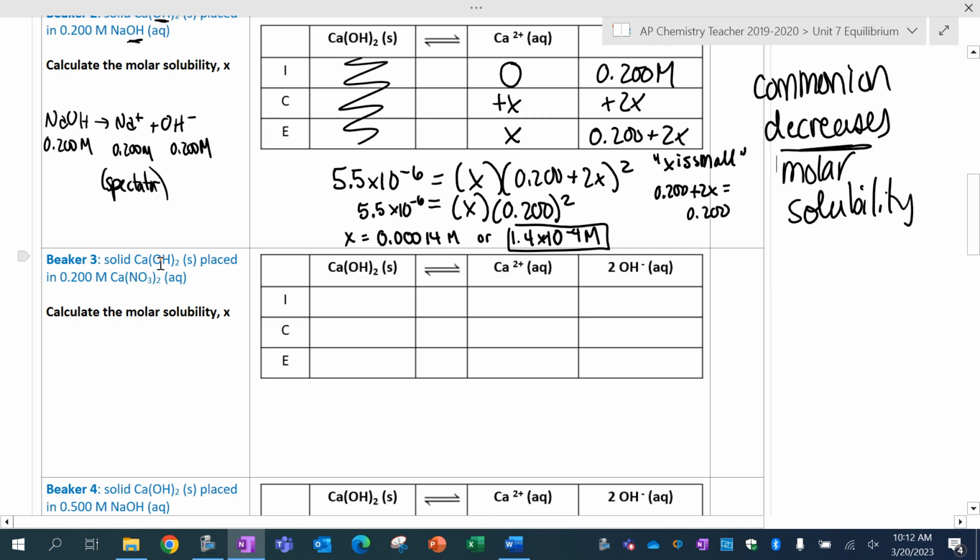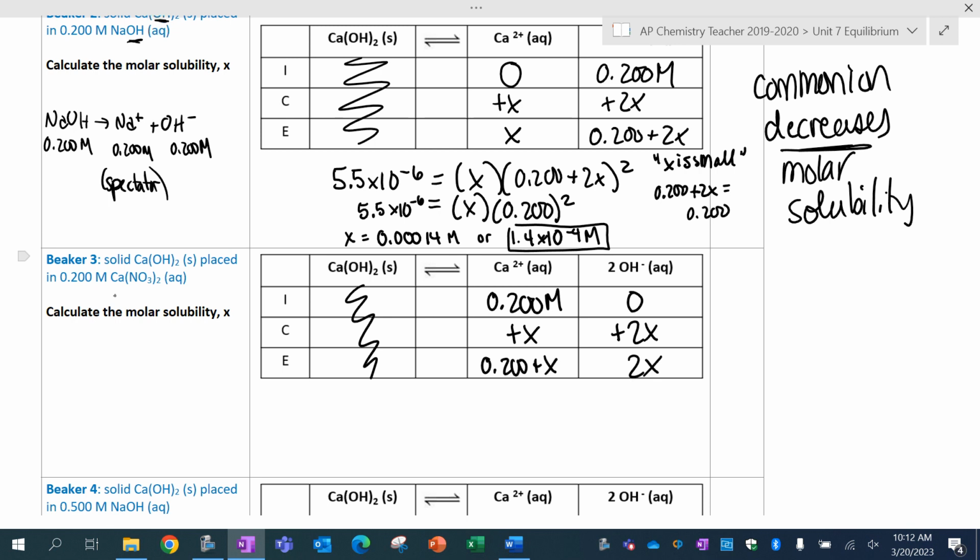Let's look at one other example here. We've got some solid calcium hydroxide dissolved in a solution with 0.2 molar calcium nitrate. Again, I'm going to ignore my reactant because it's a pure solid. In this case, my calcium ion concentration starts at 0.2 molar. The hydroxide starts at 0. It's going to change in a 1:2 ratio, so calcium is 0.2 plus X and hydroxide is 2X. That's just a way of organizing what I'm starting with and what my change is.